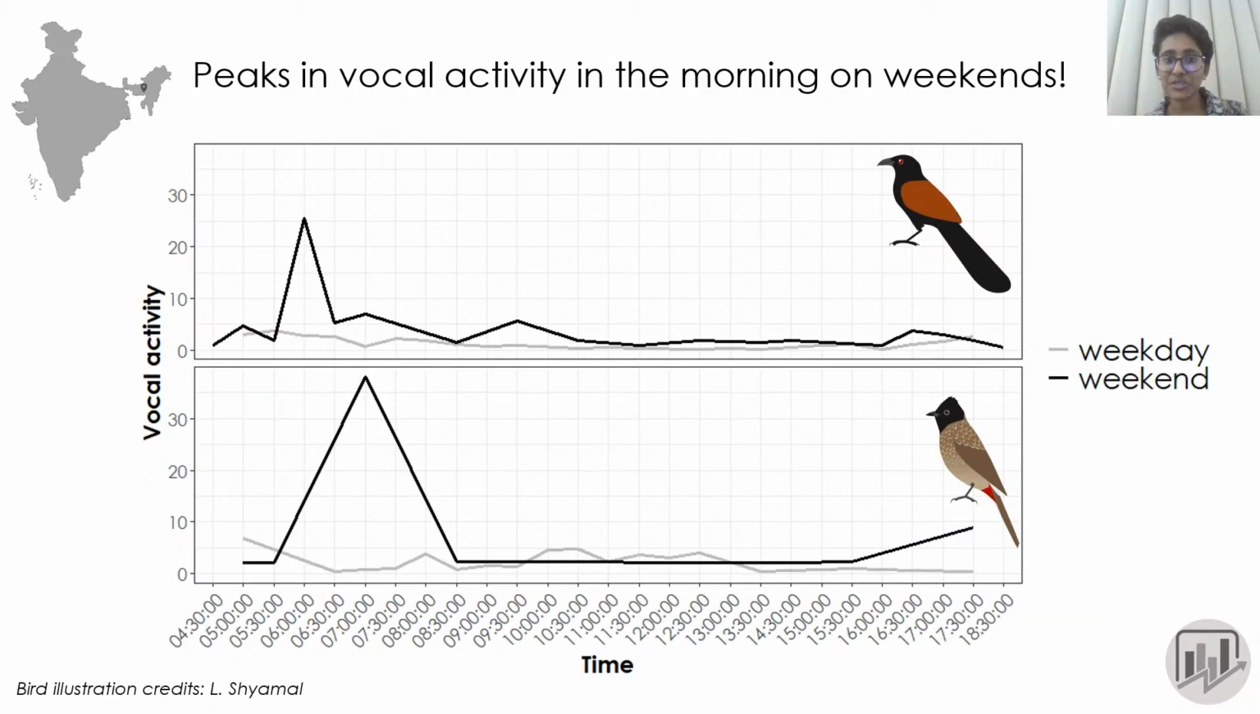However, we find interesting patterns when we compare the vocal activities between weekends and weekdays. We find interesting spikes in vocal activity in the morning on weekends compared to weekdays, suggesting that these periods might have low anthropogenic noise interference, and these species might be utilizing those periods to communicate. But further analysis is needed to prove this.